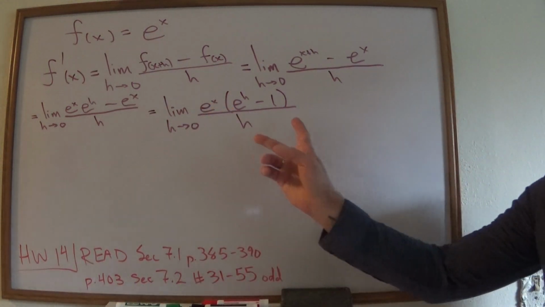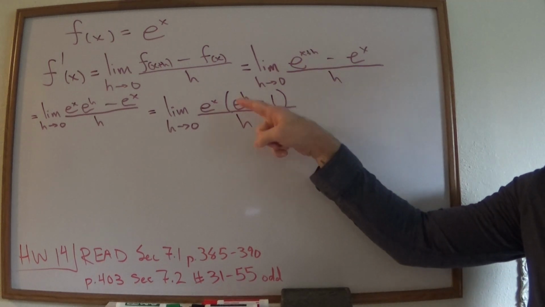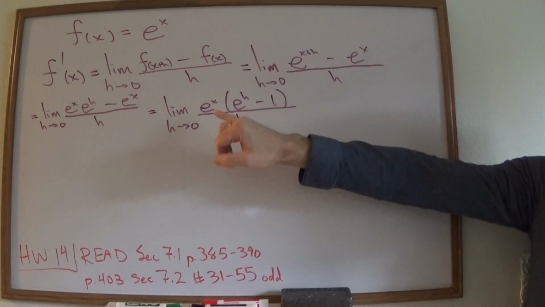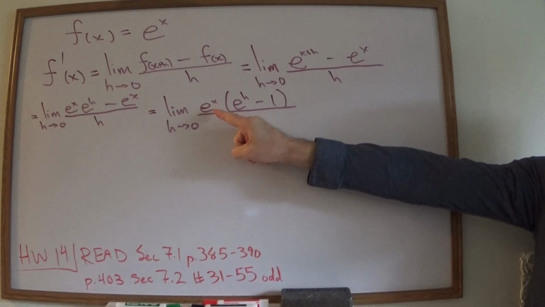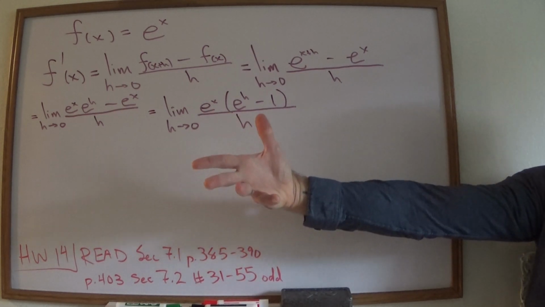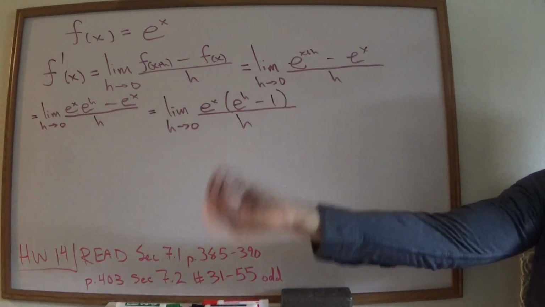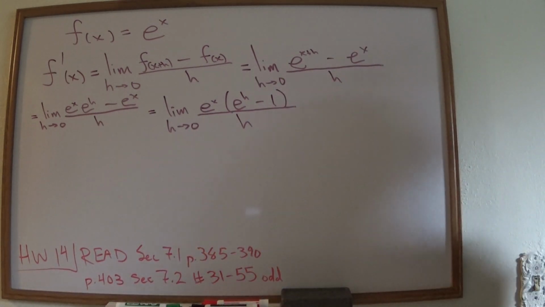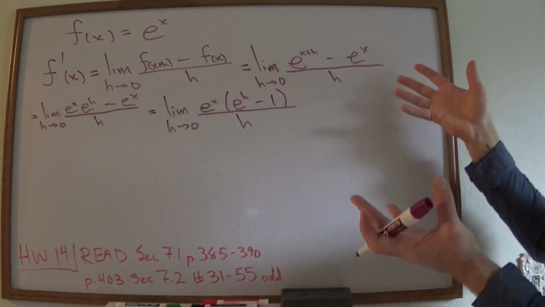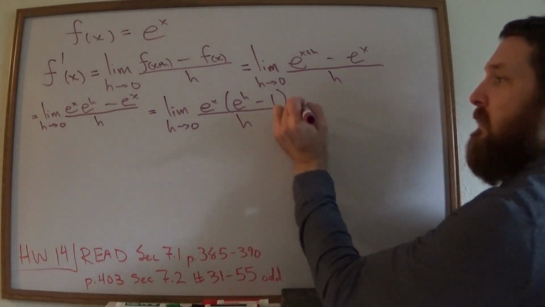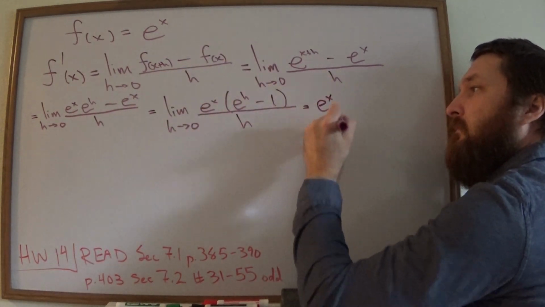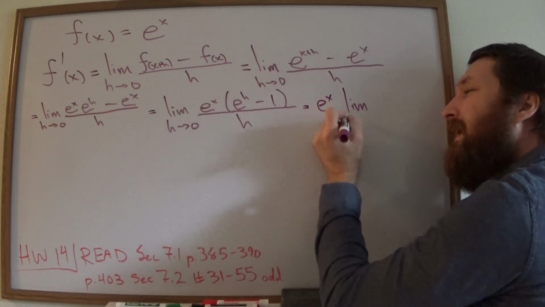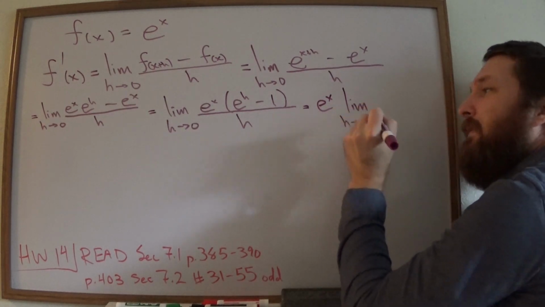The nice thing about limits, though, is if you could factor out something that is not moving as h goes to 0. Does this change at all when h changes? No. So it's constant as far as h is concerned, and so we can pull it out. And why would we want to do that? Just to simplify what we have. I'm not sure what's going to happen here, but I'm going to pull out that e to the x because it's constant. And now I have a slightly less complicated thing.